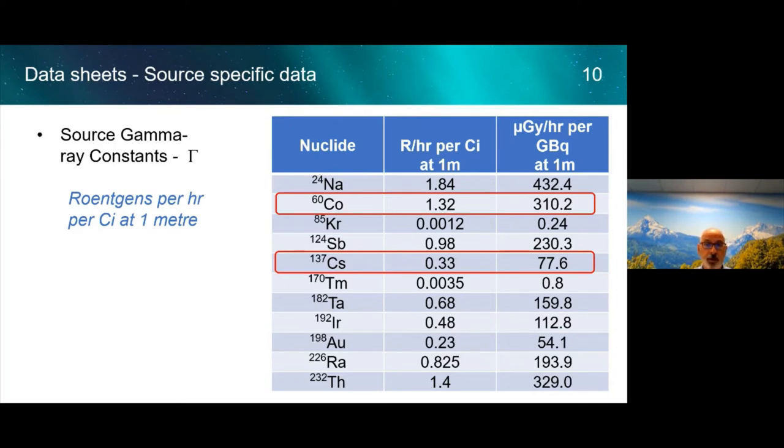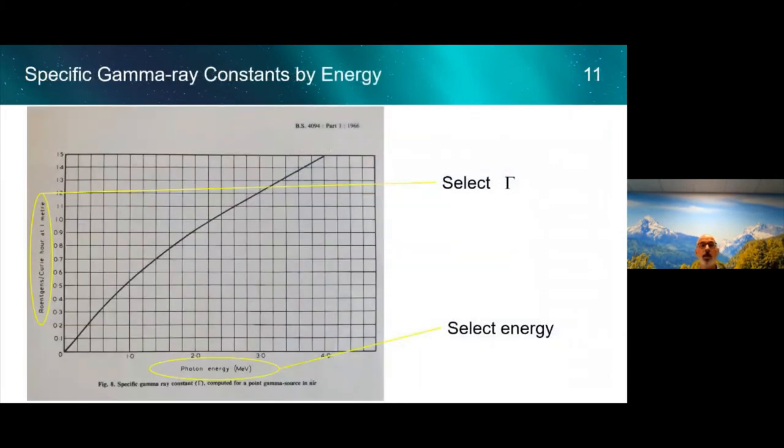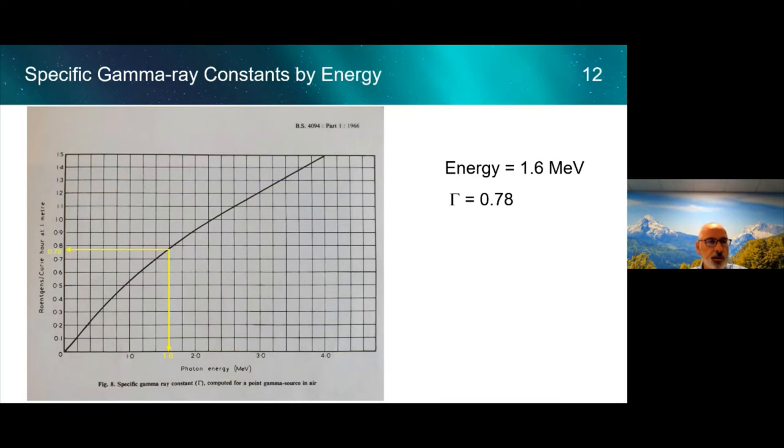And we'll be using microgray per gigabecquerel per hour. If you don't actually know the gamma ray constant, there is a handy graph in the standard where you can select your photon energy, come up from your horizontal axis, hit the curvy line that you see above, and then project across to the left-hand side to find the gamma ray constant for that particular energy. So for 1.6 MeV photons, if you project up and then across to the vertical axis, you see that we end up with a gamma ray constant of 0.78. Bear in mind that's still in Röntgens per Curie, so you need to convert that to microgray per gigabecquerel.